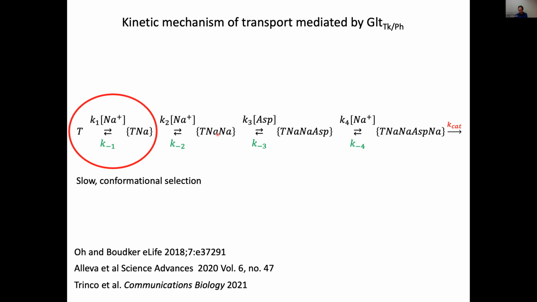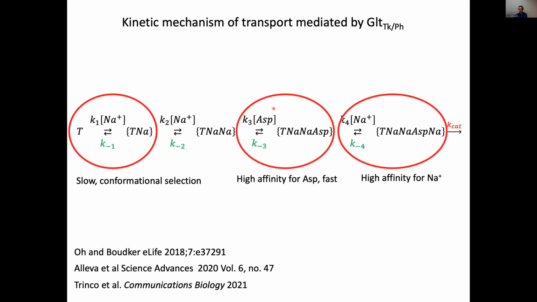two sodium ions, and that brings it in a conformation which has a very high affinity for aspartate, and that leads to fast aspartate binding. And upon the binding of aspartate, then there is a third sodium binding site, which now is of high affinity, which is then bound immediately, and then the transport step can take place. Now, this order of binding is relevant, and I will show you in a few slides why the server might be able to help understanding this kinetic mechanism of transport.